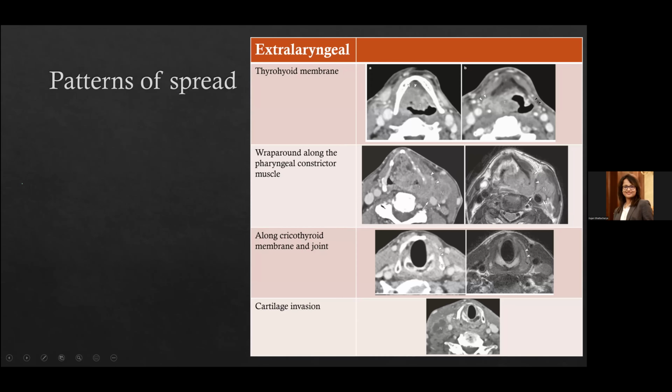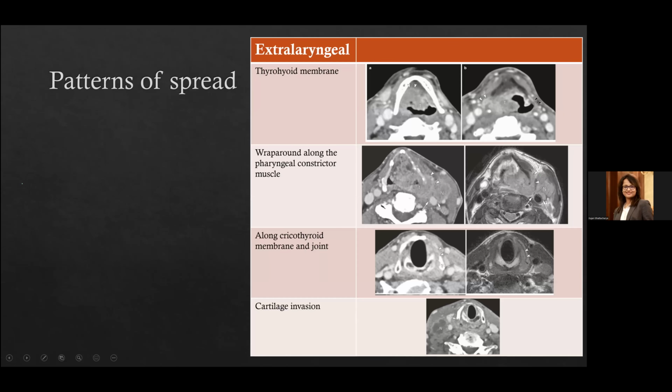Along the cricothyroid membrane and the joint, from here also the disease extension can happen, and again through direct cartilage invasion, as I showed in a previous case. So this is a case where there is direct erosion of the posterior part of the thyroid cartilage and extralaryngeal extension. Lastly, coming to the nodal involvement.